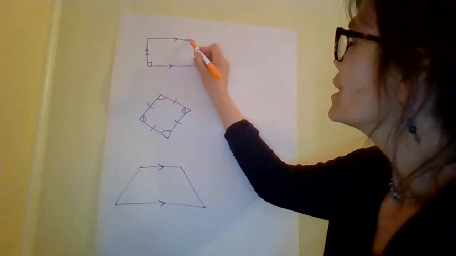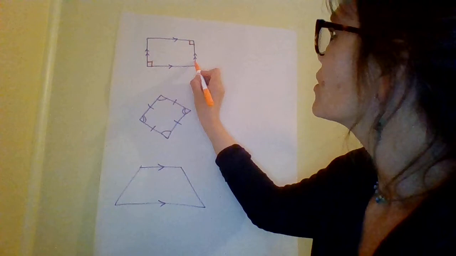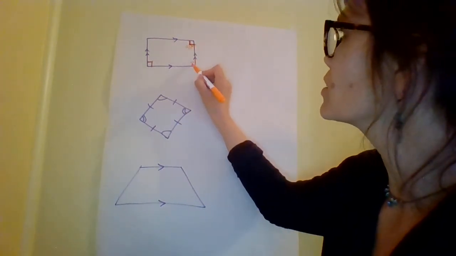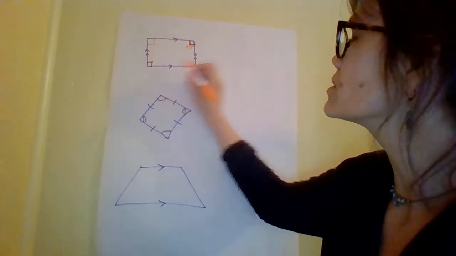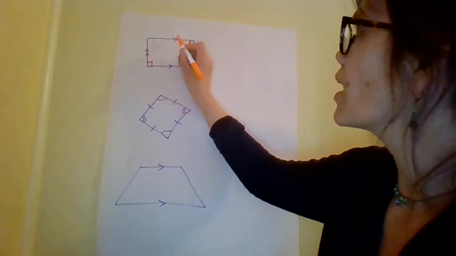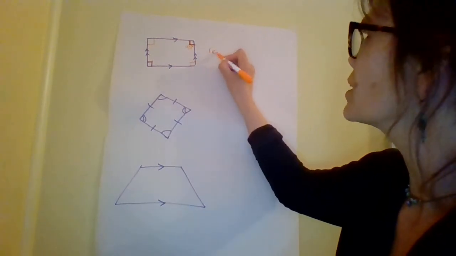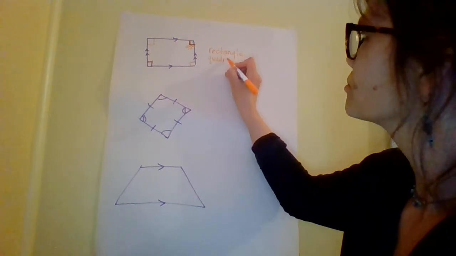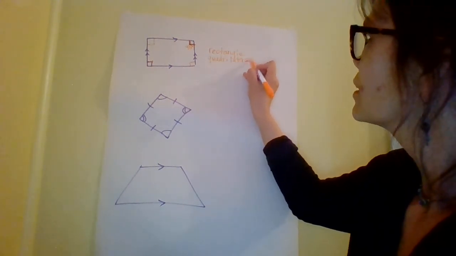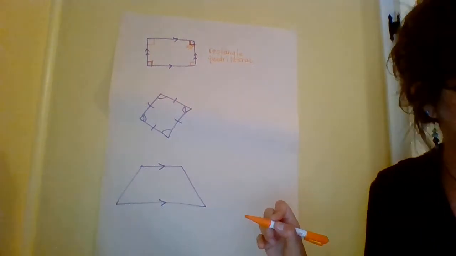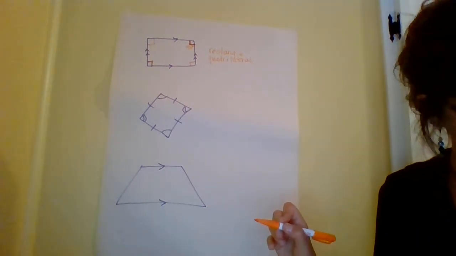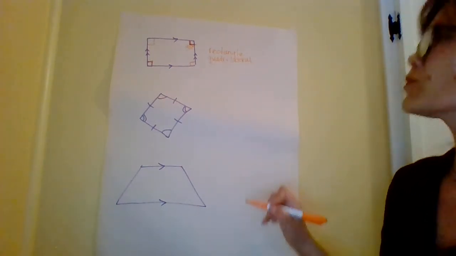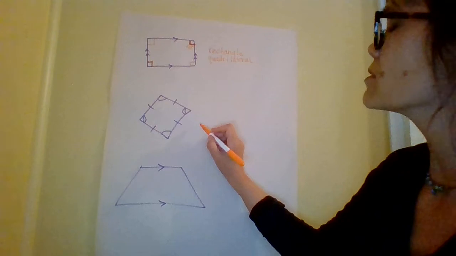This shape here, as soon as you've got this one as a 90-degree angle, you can assume they're all 90-degree angles. And it's got parallel lines that match up. So this can be a rectangle. It could be a quadrilateral. And that might be it because it can't be a rhombus. And it's not going to be a trapezoid because it's got those 90-degree angles.